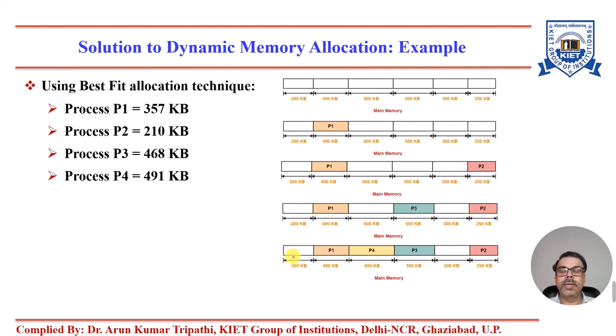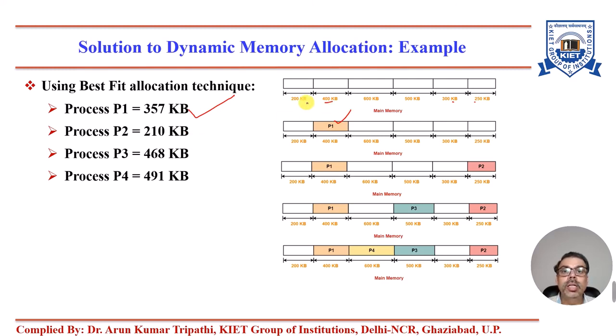Now the second is the same example with best fit. In the best fit, the entire memory will be scanned. Process P1 arrives, it requires 357 KB. So it will search where there is the least wastage of memory. This one is higher, this one is higher. In this, it cannot be accommodated. In this it cannot be accommodated. So in the 400, it will be accommodated.